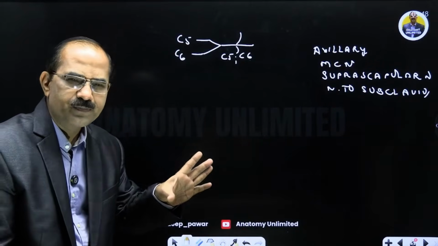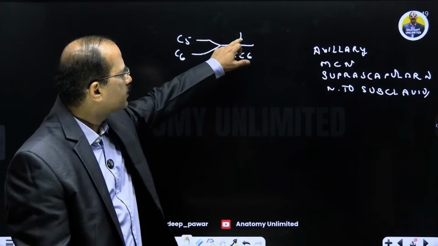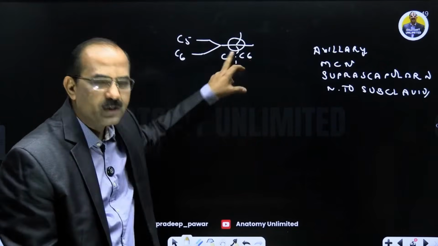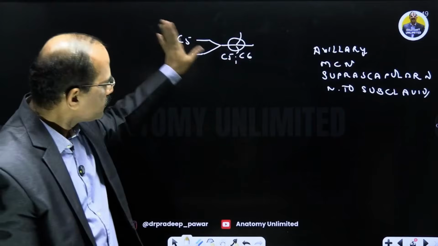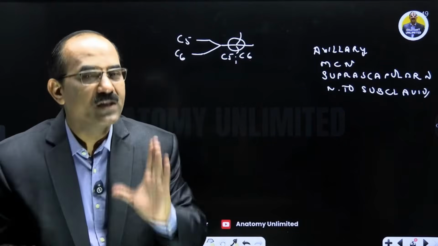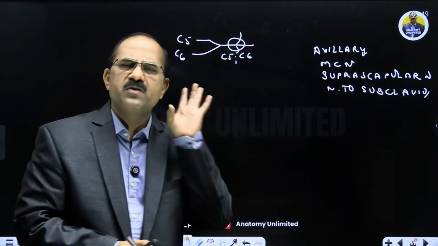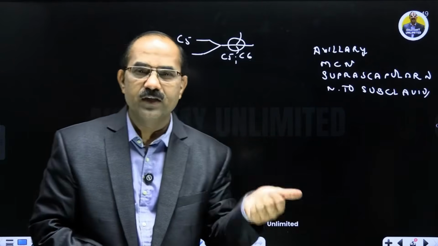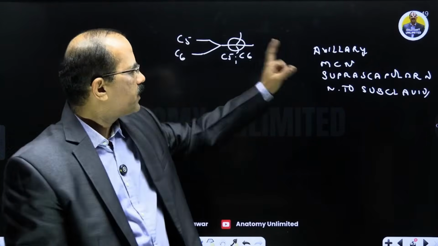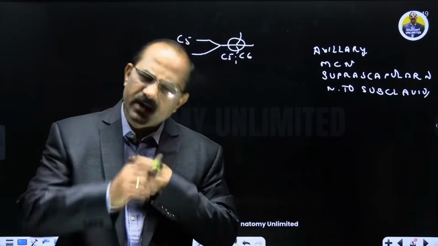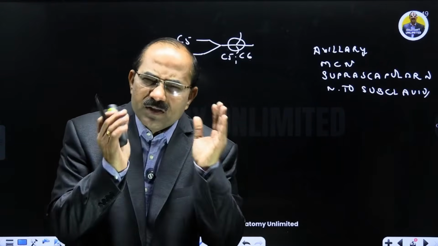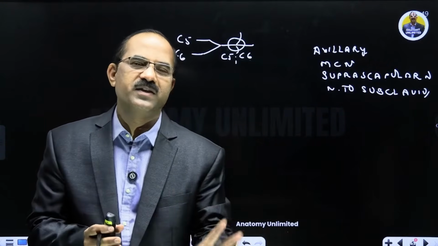Did you understand, children? Look, C5, C6, upper trunk, this point is the Erb's point. The injury here will cause Erb's paralysis. Which roots are involved? C5, C6. C5, C6 is mainly present in the axillary nerve, musculocutaneous nerve, suprascapular nerve and nerve to subclavius. It is present in other nerves too, but the concentration is less.